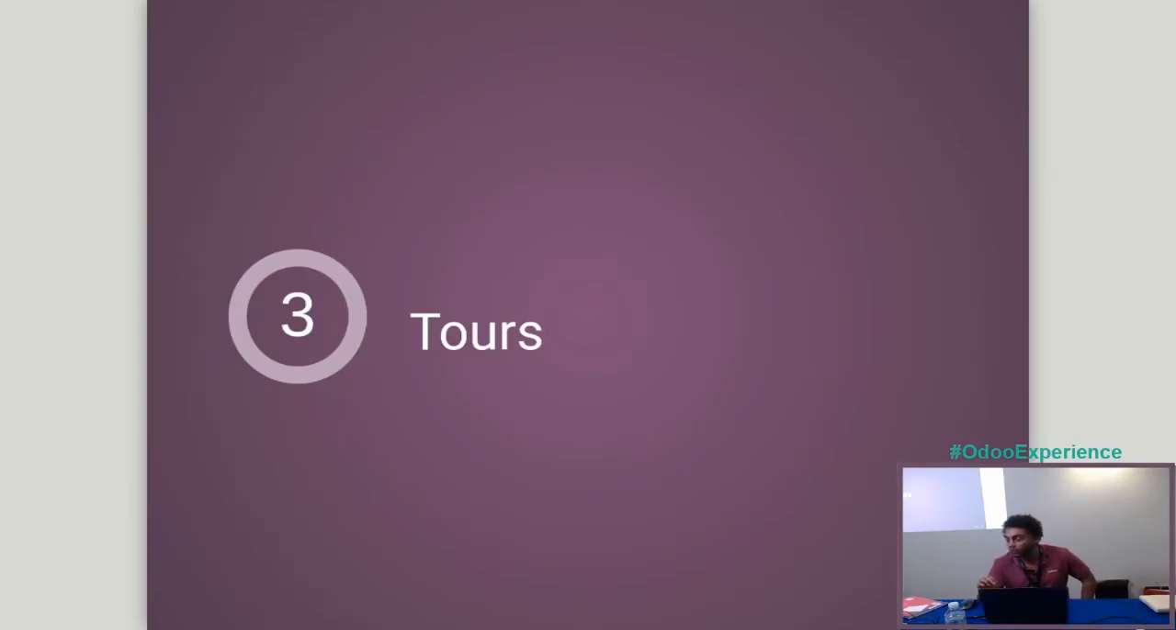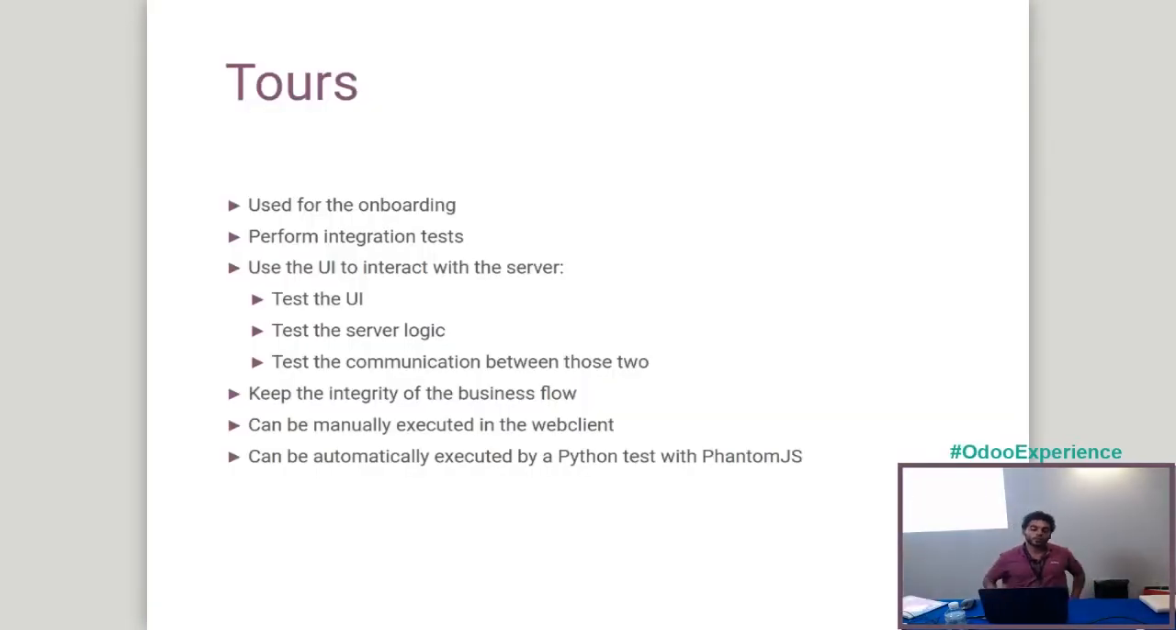Now the tours. The tours are interesting because they are used in two ways in Odoo. We use them to do user onboarding. User onboarding is small tutorials that you can create for your customers, where they follow the small button that you click, and it says, you can create a sales order, now configure your sales order, and it does the basic business flow to show your customer how you can use Odoo.